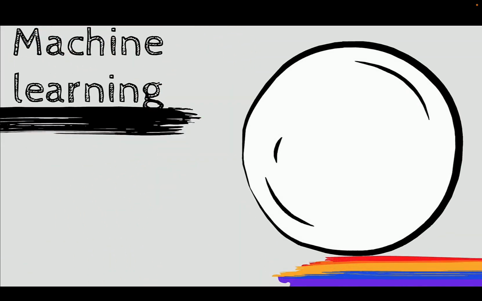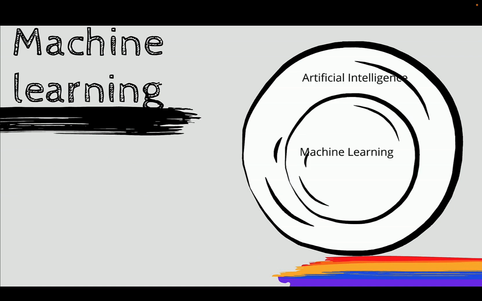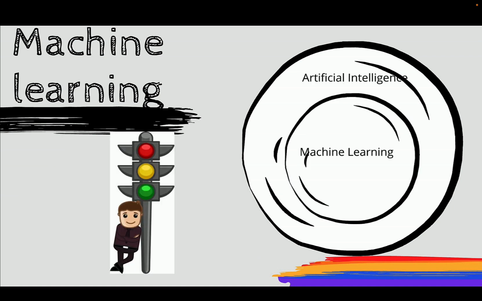While talking about AI, you must have heard some other keywords like machine learning, deep learning, data science, etc. So let's talk about machine learning. Machine learning is a subset of AI. It allows computers to use data to forecast the future without being specifically programmed to do that.